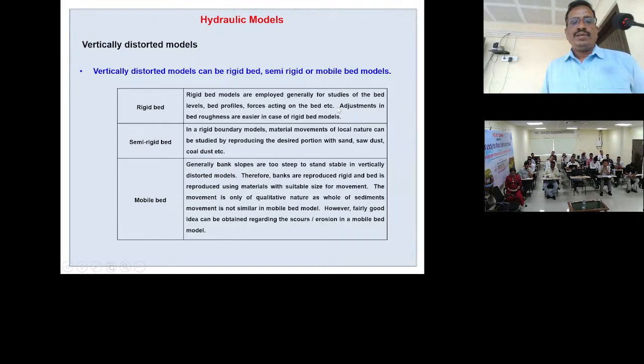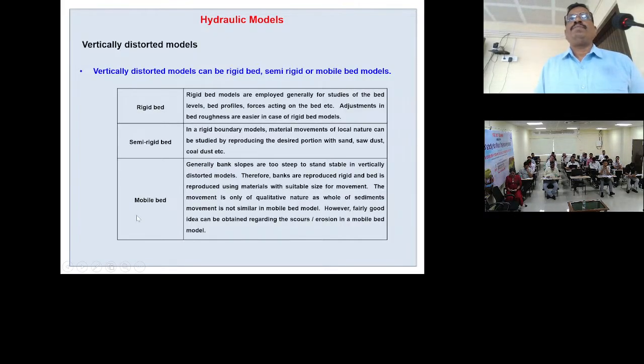Semi-rigid bed models: we can go for these with rigid boundaries. Material movements of local nature can be studied by reproducing the desired portion with sand, sawdust, coal dust, etc. In this one, the bed is plastered with cement plaster and some sand and sawdust is used for bed movement. These types of studies are called semi-rigid bed model studies.